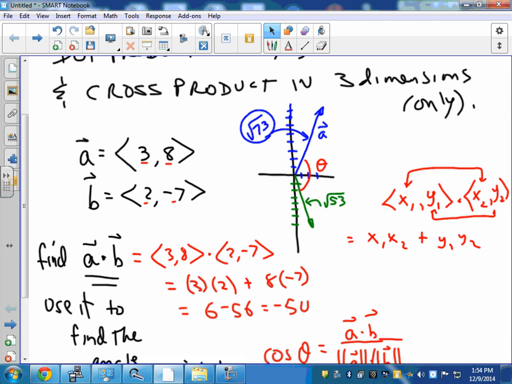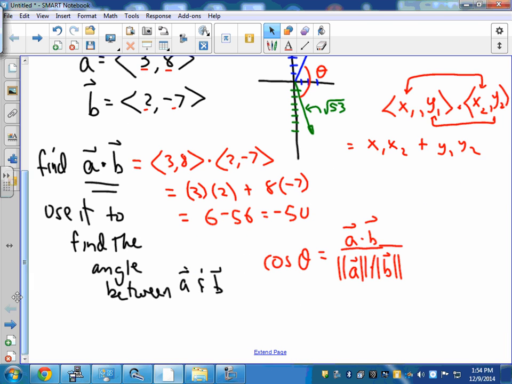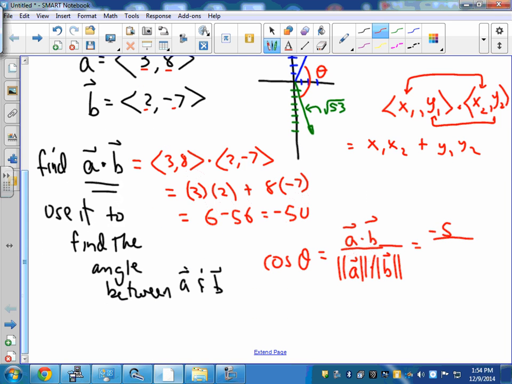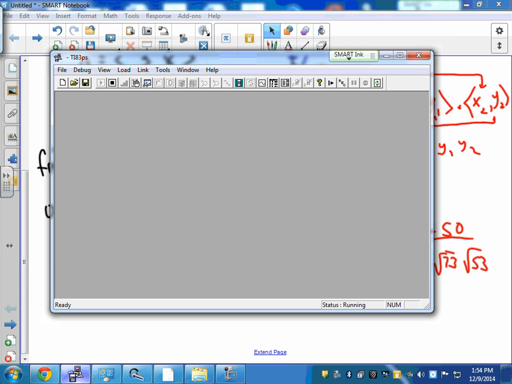Okay, now, to find this angle, you need three things. You need the dot product, which we've already calculated. That was negative 50. So I'll put that in. And you need the product of their magnitudes. Now you need to know how long A was, and we said that was the square root of 73. And B was the square root of 53. Okay. Now at this stage, you're probably going to be grabbing your calculator.